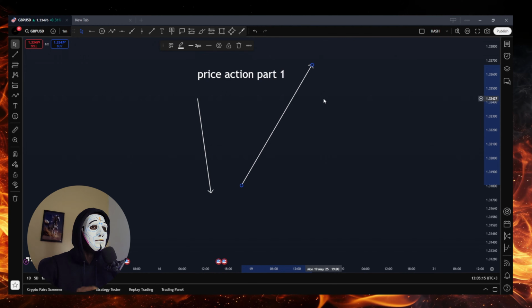So if you really want to read the charts like a pro, you need to first understand what we call market structure. You are going to be getting these videos on a weekly basis, and we are going to be concentrating very much on price action.